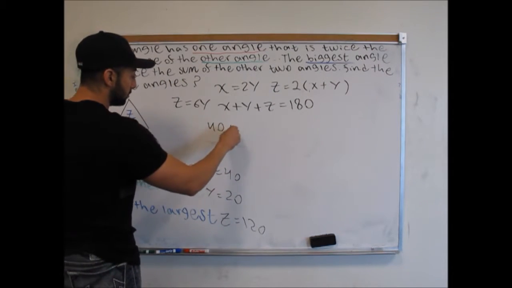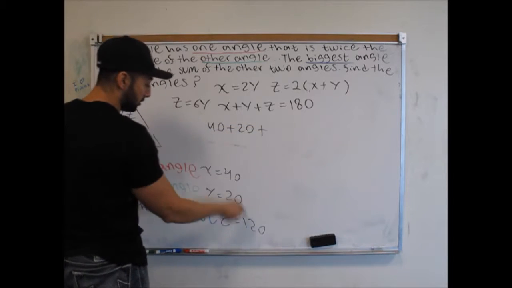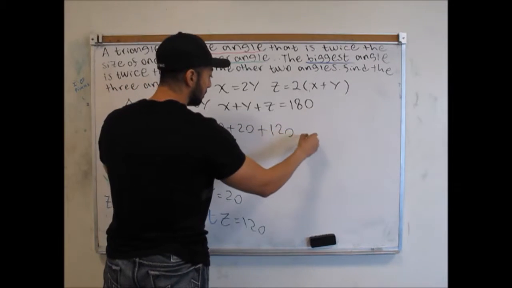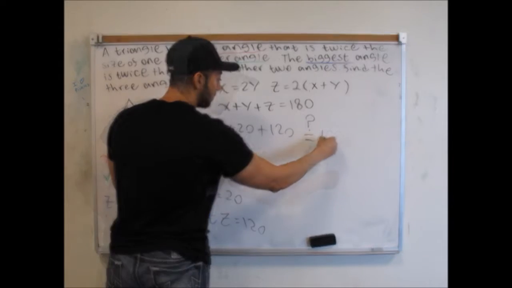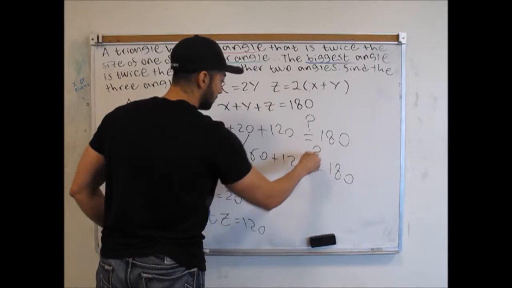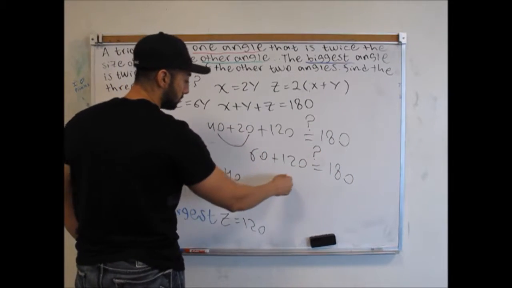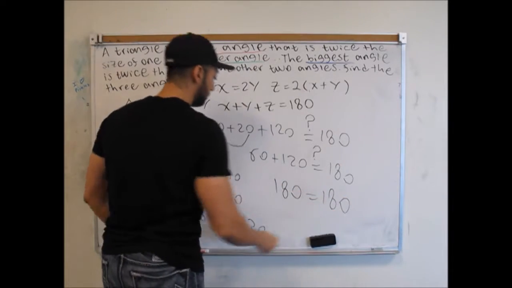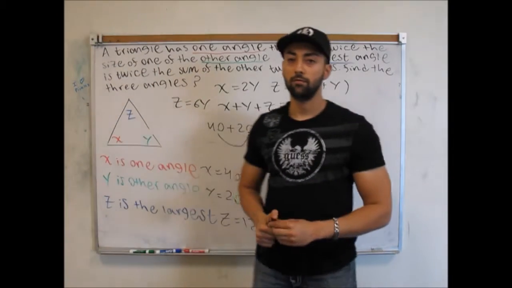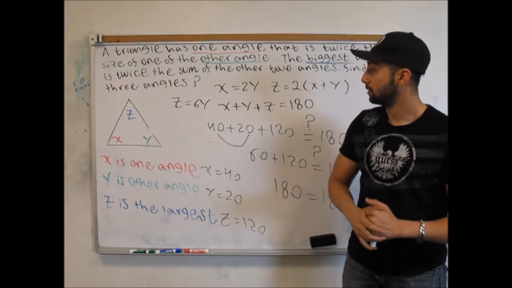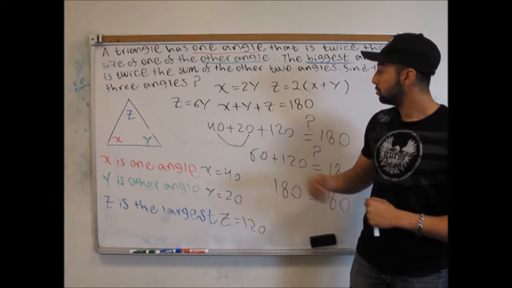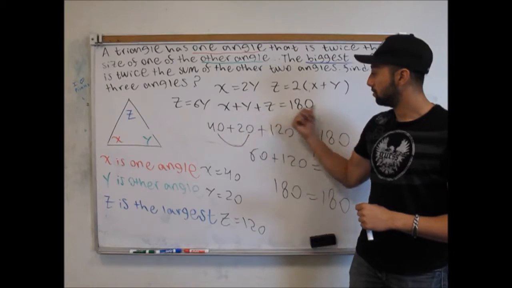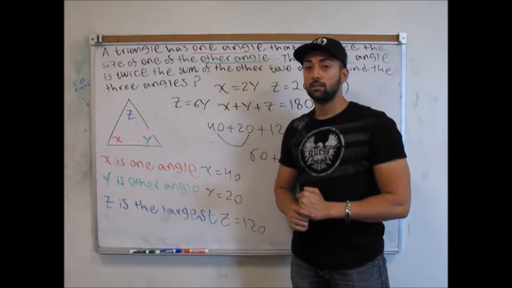40 plus 20 plus 120. We want to see if this will give us 180. So 60 plus 120 is 180. So that's a little quick way to see if you did this problem correctly. So again, it wasn't that bad. You just had to know that the angles in a triangle add up to 180, and that's how you would approach a problem like this.